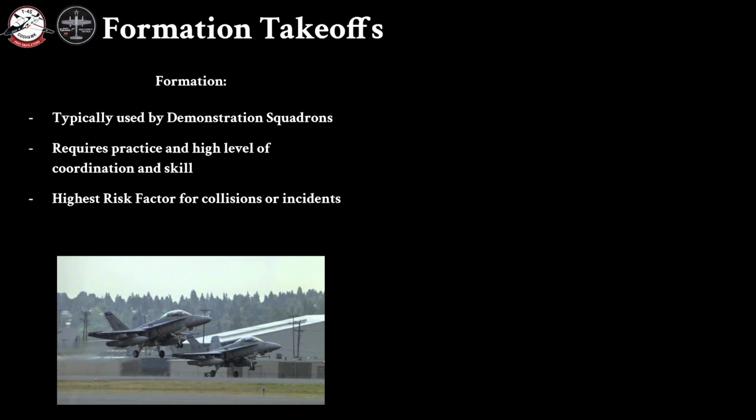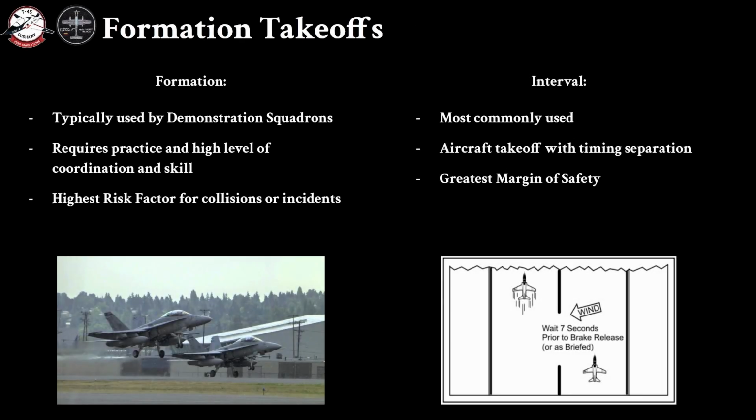Formation takeoffs come in 2 different versions. You have formation and interval. They both are set up the same way, just like with taxiing: lead picks one side, wingman picks the other side. Wingman wants to pull forward until they are even with the horizontal stabs of the lead's aircraft.